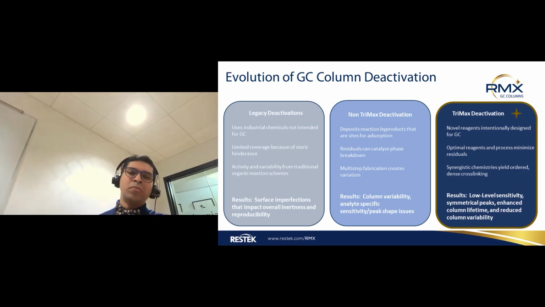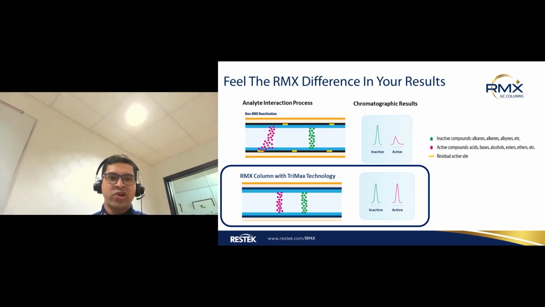So here is a zoom of what I described about the Trimax technology. Let's look at the top image where we have a non-Trimax deactivation. Now when you look here, you might see those yellow spots which are residuals. If you have inactive compounds like nonpolar aromatics, then there is no big issue there. While when you look at active compounds, we are talking about acids, bases, alcohols, esters, which can all form secondary interactions if there are any active spots present in the column.